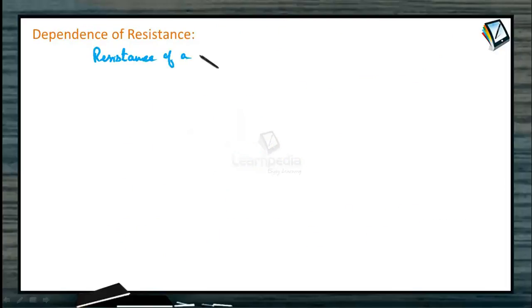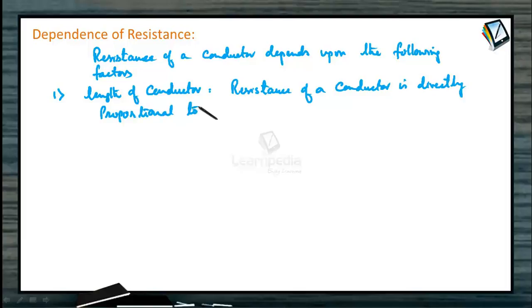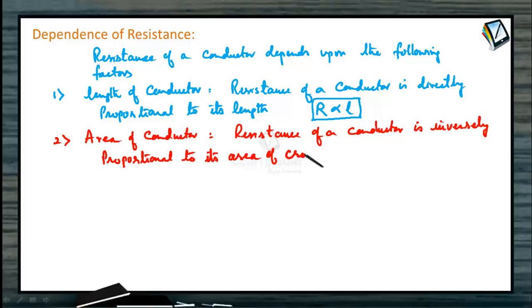Dependence of resistance. Resistance of a conductor depends upon the following factors. 1. Length of conductor. Resistance of a conductor is directly proportional to its length, R is proportional to L. Second, area of cross section. Resistance of a conductor is inversely proportional to its area of cross section, that is R is inversely proportional to A.